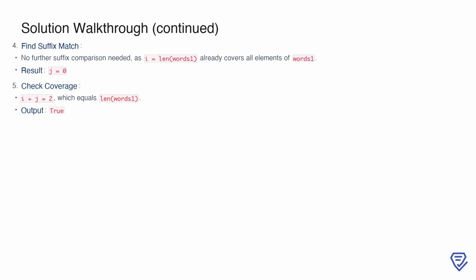When we check the total coverage by adding i and j, the result is 2, which equals the length of words 1. This confirms that sentence 1 is a subsequence of sentence 2. Therefore, the output for this example is true. This demonstrates how partial matches, where all words in the shorter sentence are covered within the prefix of the longer sentence, can still yield a positive result.